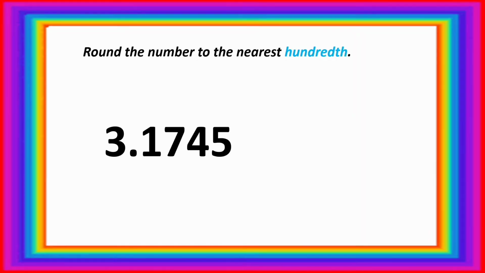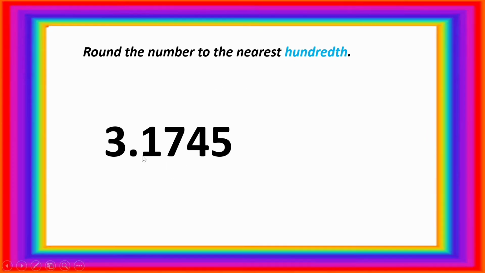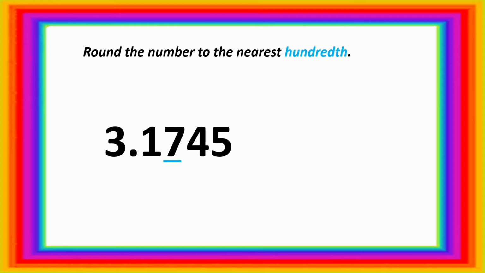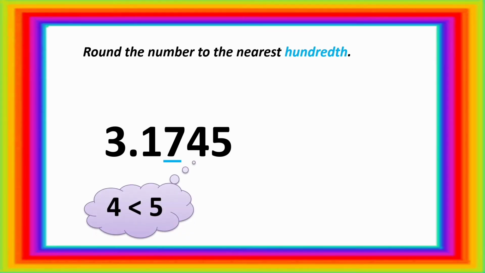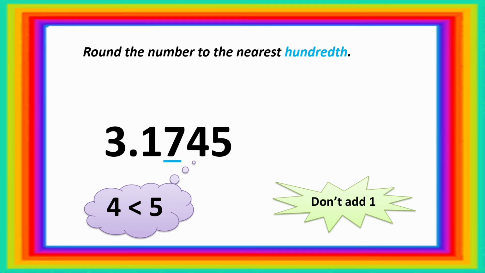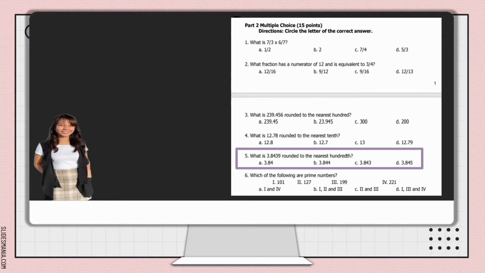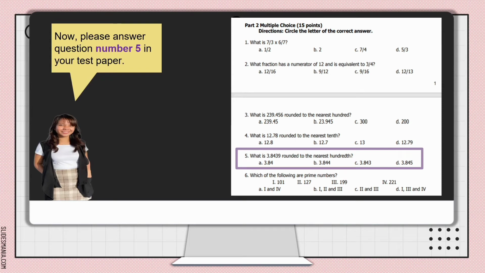Next, round the number to the nearest hundredth. So TH, which means here. In a fractional part, the number is after the decimal point. So the hundredth place is 7. The next number is 4, which is less than 5. So you don't have to add 1. So the answer is 3.17. The number stays the same. Now please answer question number 5 in your test paper.